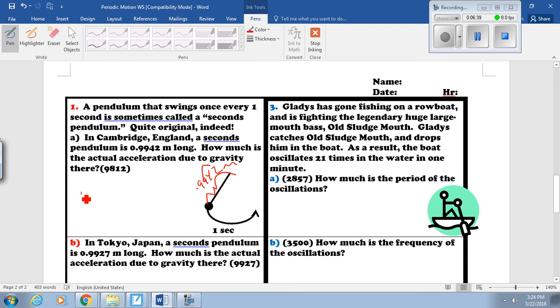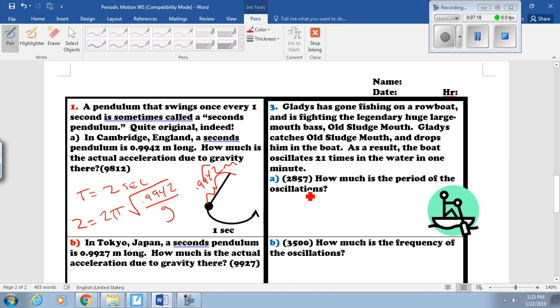So our period is equal to 1 cycle, so back and forth, which is 2 seconds. Right? Swings once every second, so back and forth would be 2 seconds. So 2 equals 2 pi times the square root of the length of the string, which is 0.9942, over g. And I think the hard part with this is the math, or at least the algebra part of it. So I'm going to go through that and show you how to do that easily.